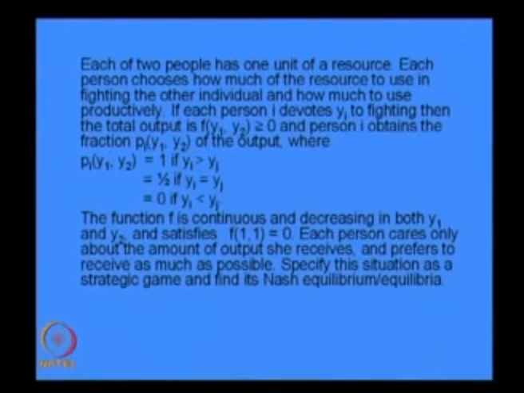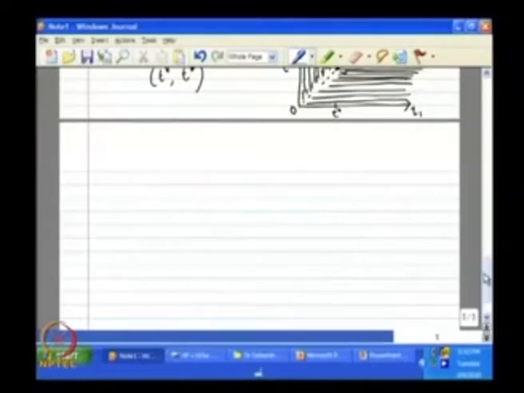The function f is continuous and decreasing in both y1 and y2 and satisfies f(1) equal to 0. Each person cares only about the amount of output she receives and prefers to receive as much as possible. Specify this situation as a strategic game and find its Nash equilibrium or equilibria. There are two players.